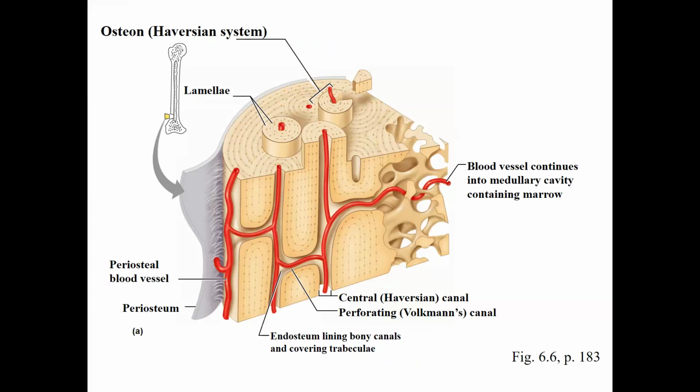There's an osteon right there, right? Central canal. There's another osteon right there. So going sideways is that Volkmann. There's another Volkmann. There's another Volkmann. So the Volkmanns go perpendicular to the osteon.